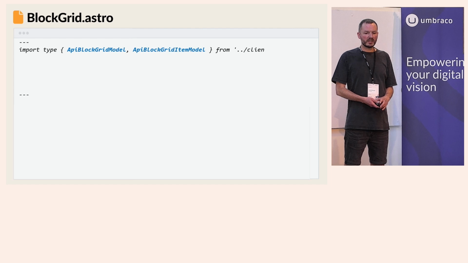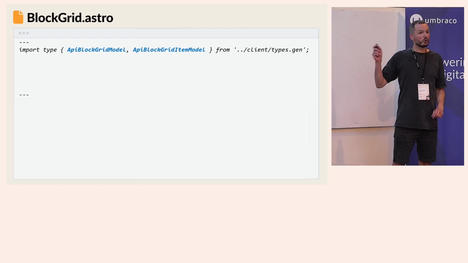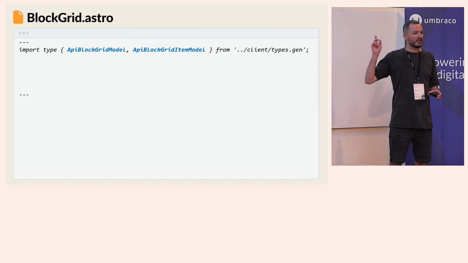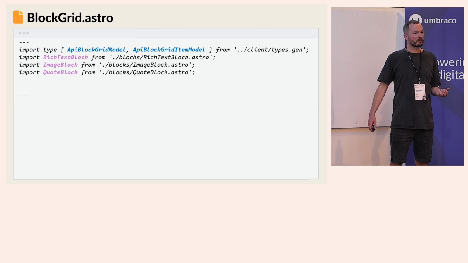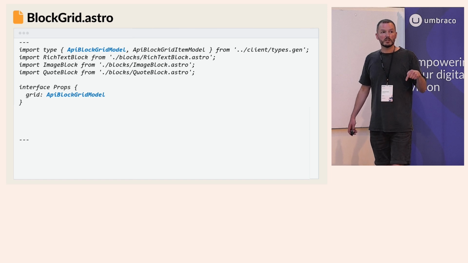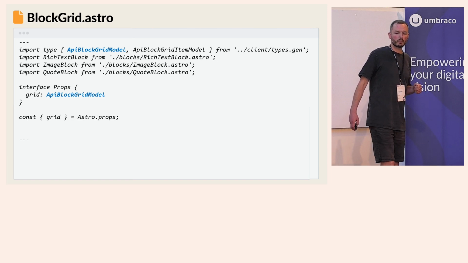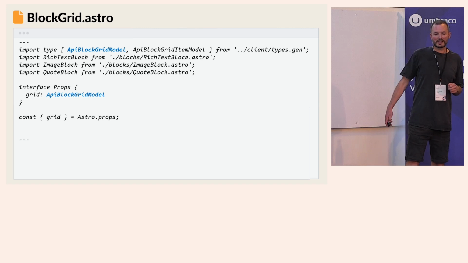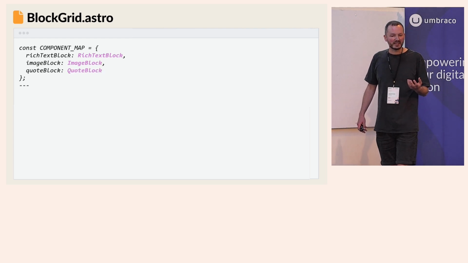Then within our block grid itself, you see this is starting to get a little bit more advanced. So we're importing some more generated types here. Again, these would be a pain to manually have to create, speaking from experience. Import a suite of blocks. Interface to tell it that the grid parameter coming in is of type API block grid model. Deconstruct, so we get access to that grid property. And then this is a really basic sort of component map.